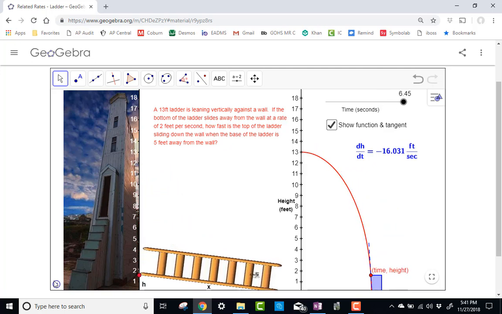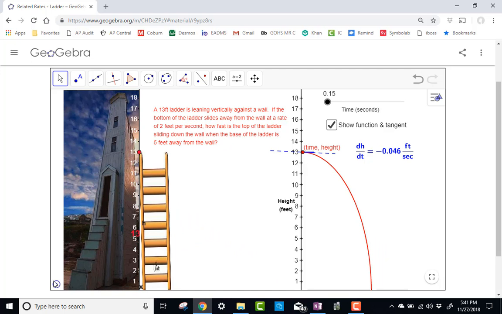So I'm going to stop it up here. Take a look at the rate of change in the height of the ladder. So dH/dt is negative 0.046 feet per second. That's a pretty small number right there. And you'll notice it's negative. Why is it negative? Because the ladder's falling. The top of the ladder is decreasing its distance to the ground. So therefore our rate is negative.